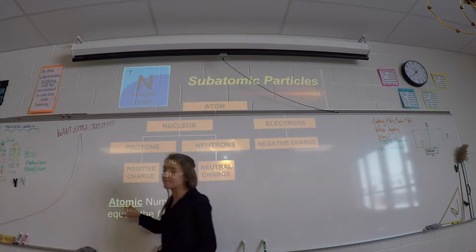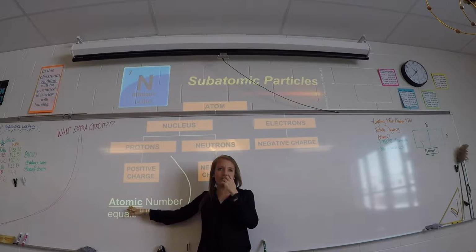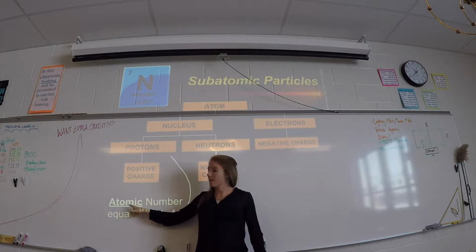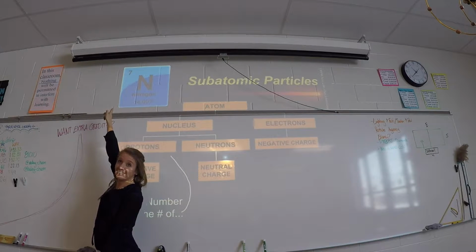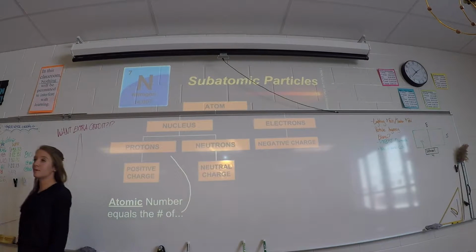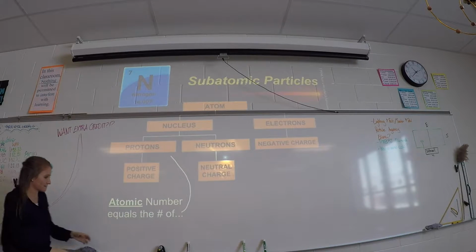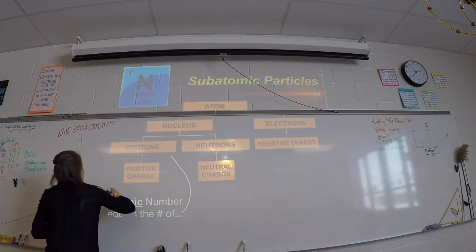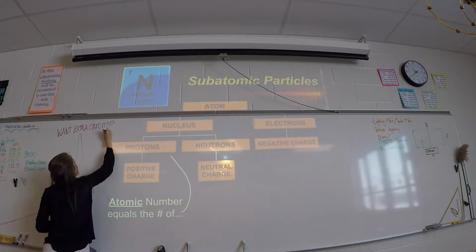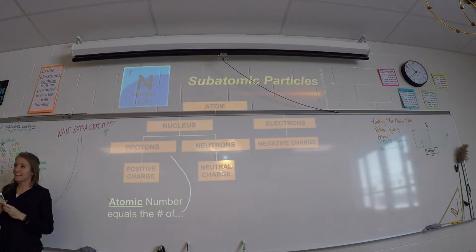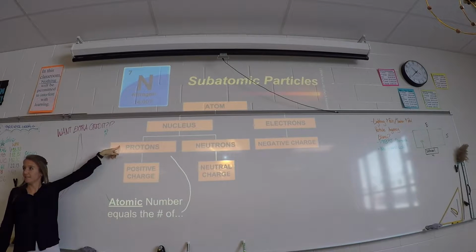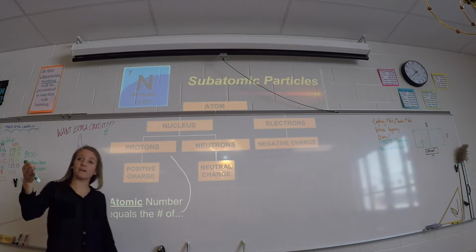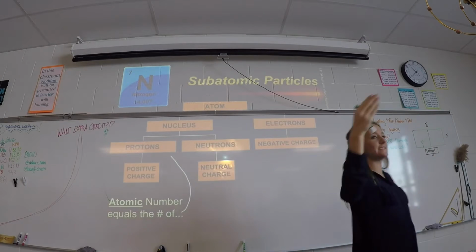So the first connection I want you to make is draw an arrow, ready? From atomic number up to that 7. When you look at the periodic table, the atomic number is that number 7 up there. For nitrogen, at least. And that is equal to the number of protons. So when you look on the periodic table, you know how many protons an atom has.